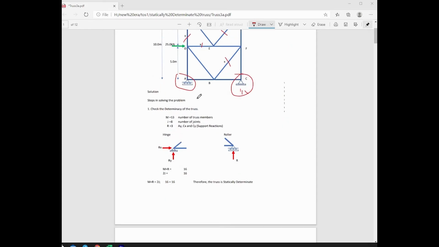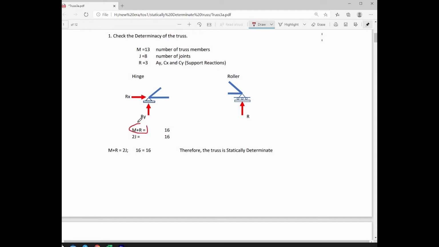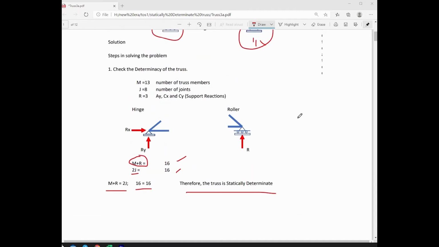We will now substitute the value of M and R into our equation, that is M plus R. So that is equal to 16, and for twice of J, that is also equal to 16. If M plus R is equal to twice of J, that is 16 is equal to 16, the truss is statically determinate and externally stable. If the truss is externally unstable, there is no need to continue the calculation. We will only continue the calculation if it is statically determinate and externally stable.